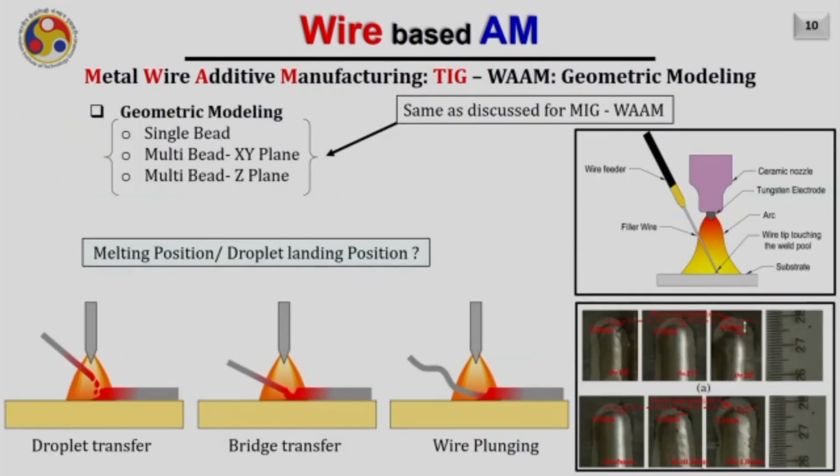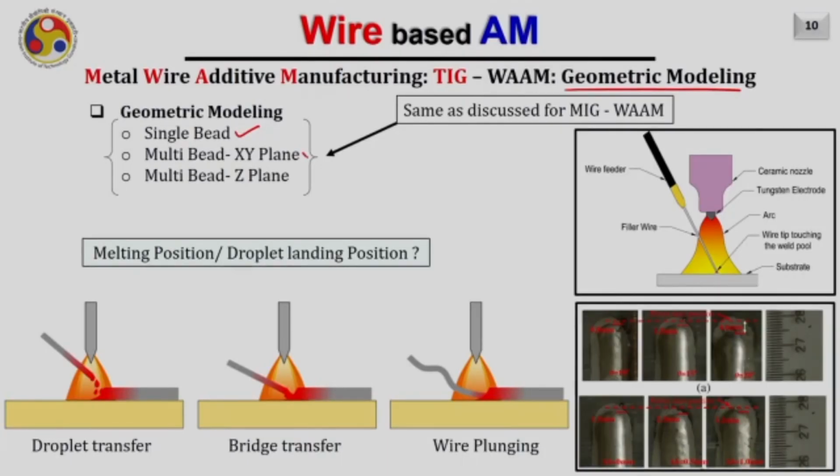So let us first discuss the geometric modeling of the deposited material. We know that for the single bead, as we deposit the material, we need to assume some cross-section profile of the deposited bead and try to find the correlation with the process parameters. Here it is going to be very much similar to what we discussed in the case of MIG WAAM. The single bead experiment and the multi-bead experiment corresponding to the XY plane, where we find the optimal step over, is also going to be the same here.